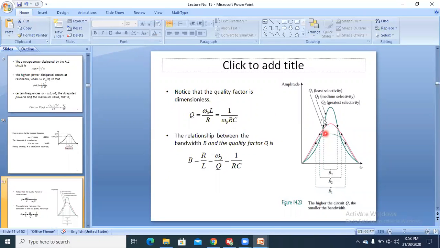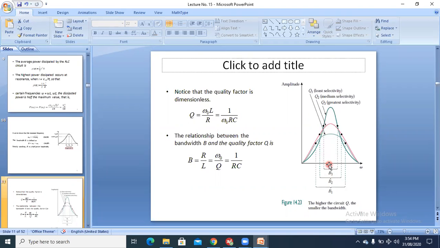So if the quality factor is low, the bandwidth is high. And similarly, if we increase the quality factor, the bandwidth will decrease.